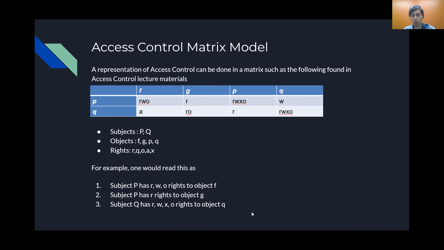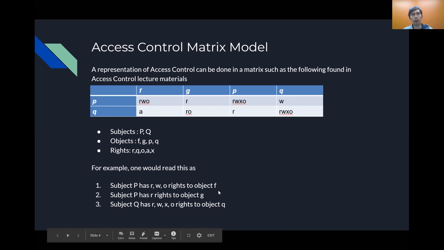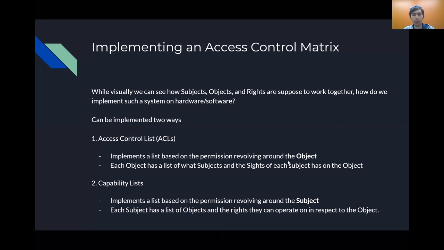These can replicate rights that are typical in a file system, for example read and write or execute. So this matrix model encompasses your entire system in that regard. From the matrix, that's how we visually analyze or view the subjects, objects, and rights, and the relationships between one another.